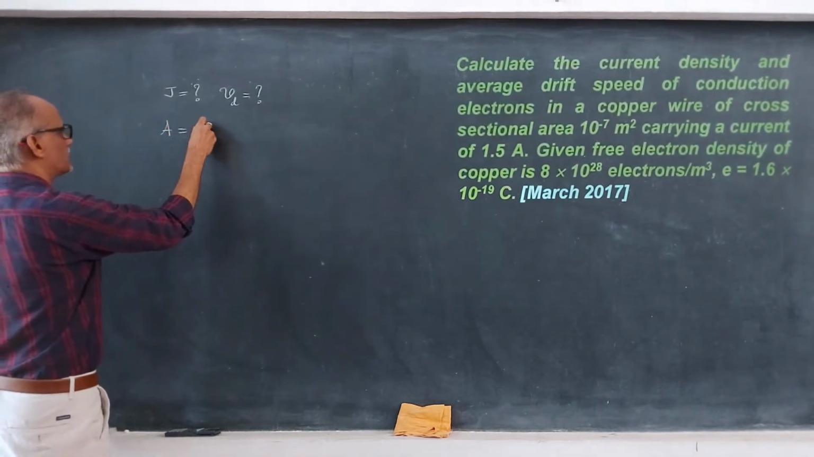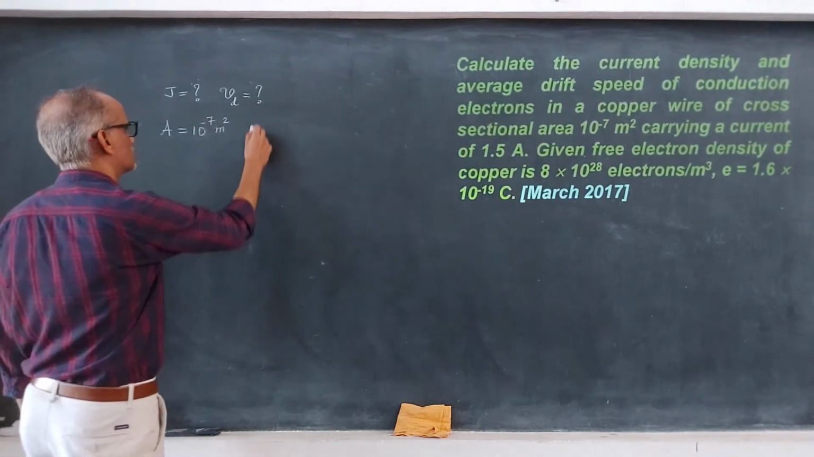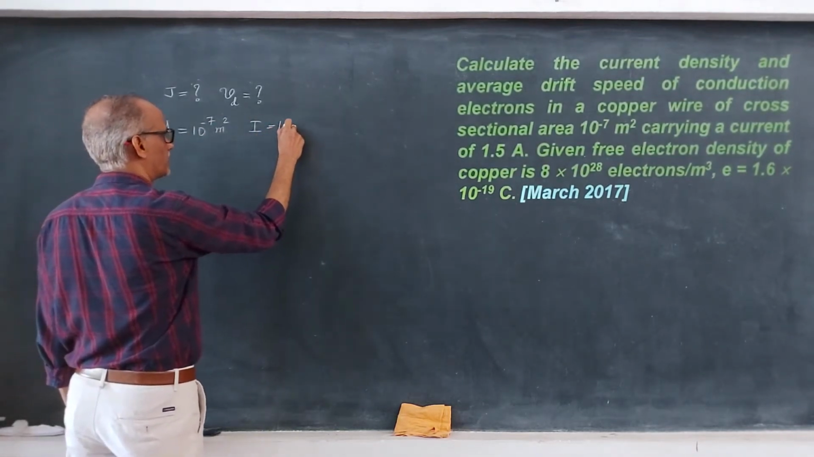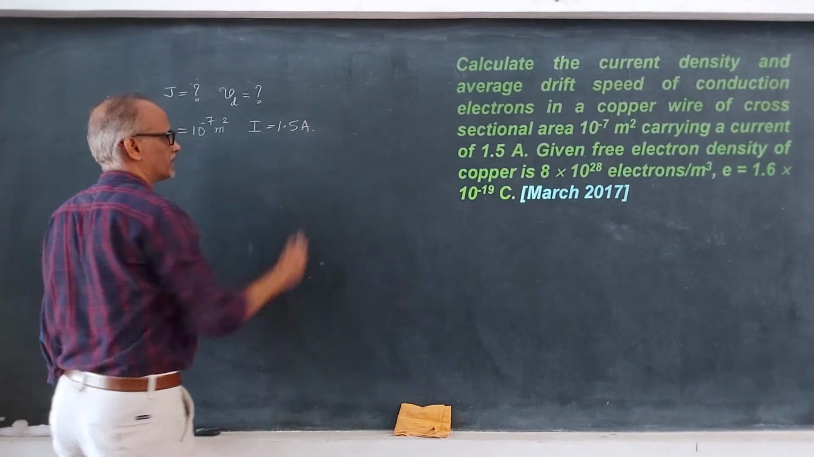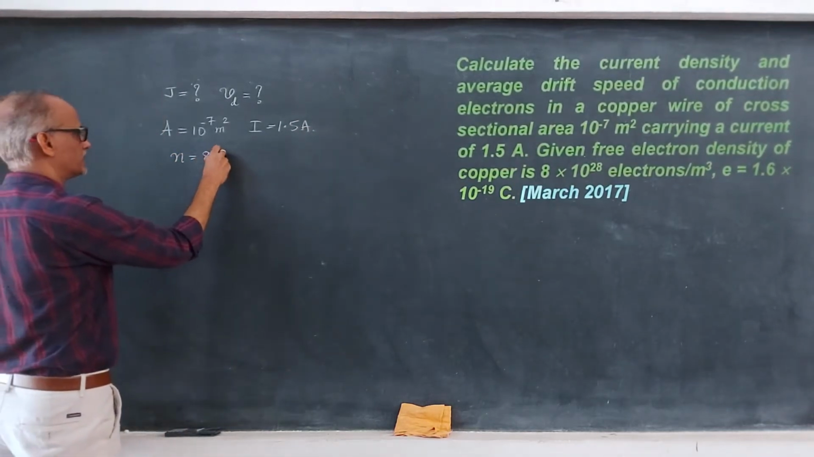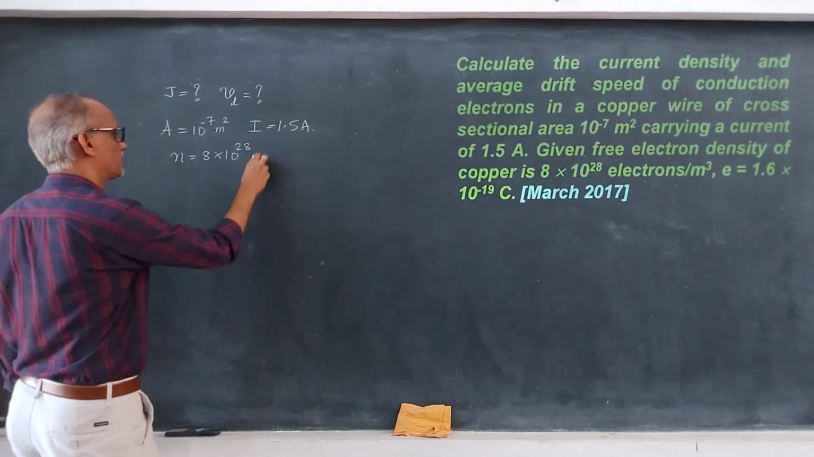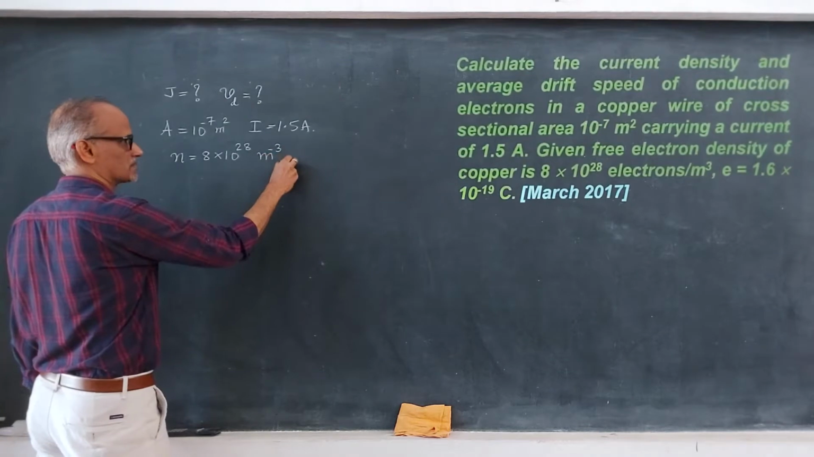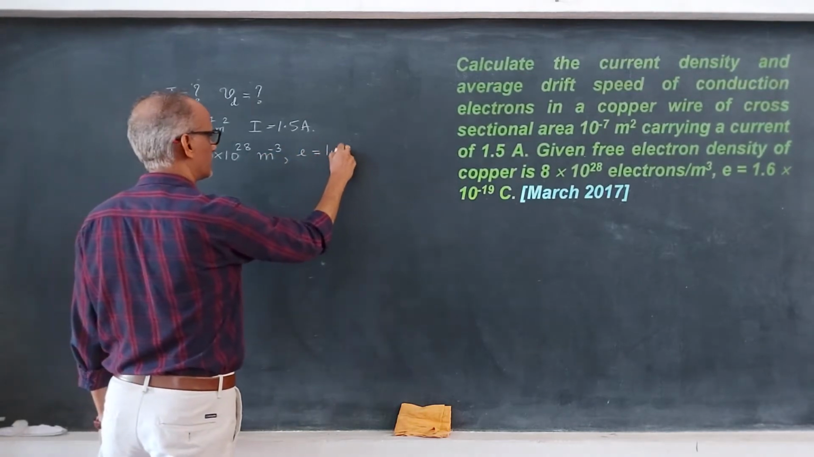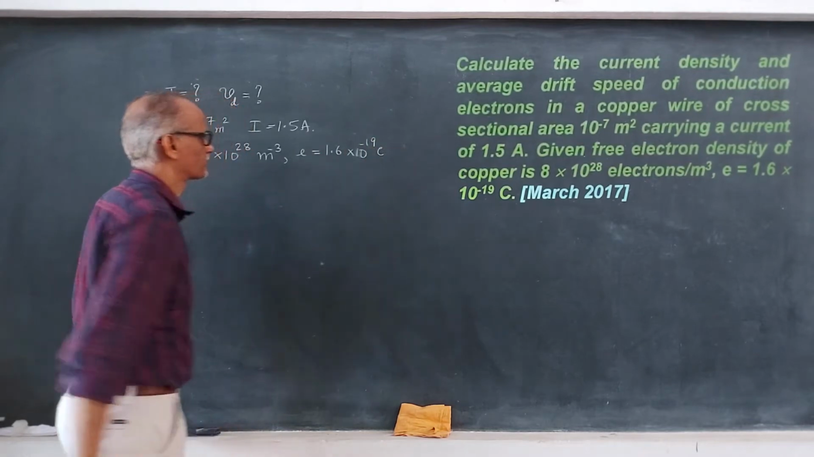A = 10^-7 meter square, carrying a current of 1.5 ampere. Further given that the free electron density n is 8 × 10^28 electrons per meter cube, that is, meter to the power minus 3. Further, the value of e is given as 1.6 × 10^-19 coulomb.